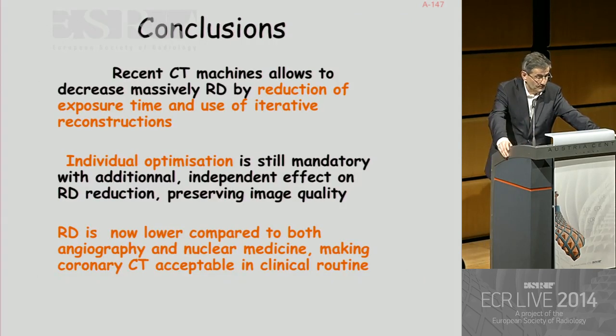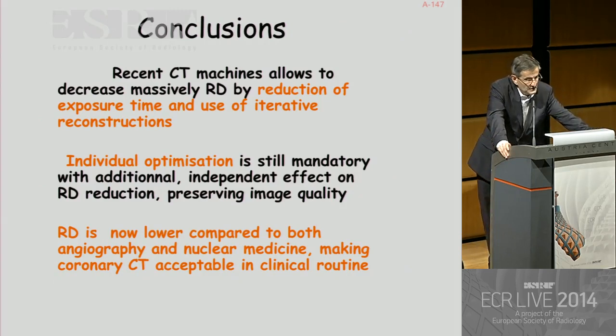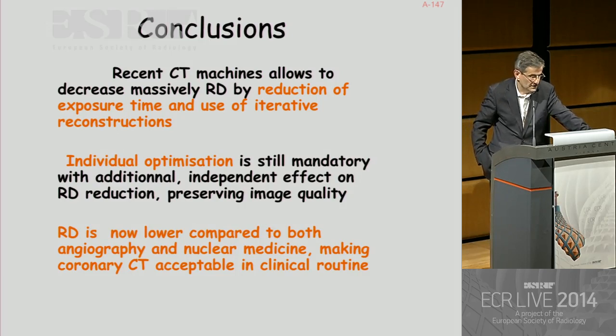So in conclusion, recent CT machines allow us to decrease radiation dose massively, mainly by reduction of exposure time and the use of iterative reconstruction. Don't forget individual optimization. And now we can say, and this is the main good point, that radiation dose is lower than angiography and nuclear medicine. And we think that dose is not an argument against cardiac CT.